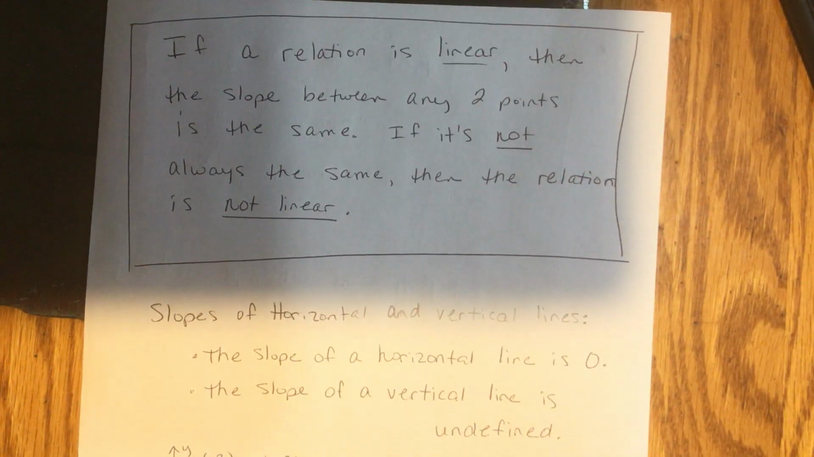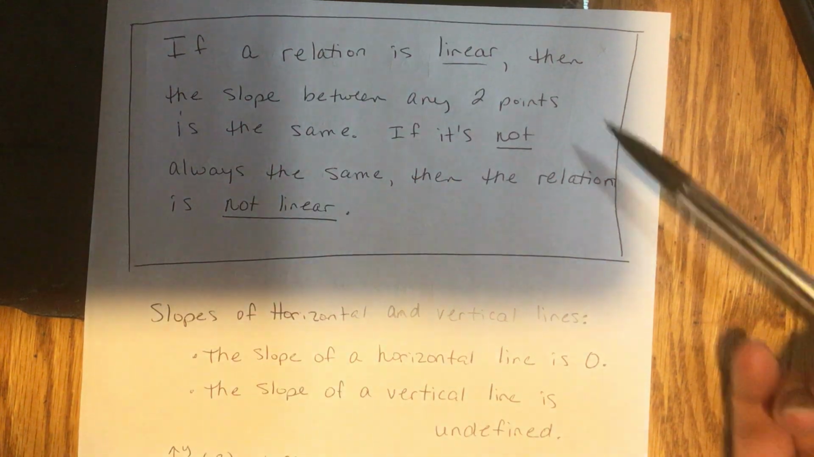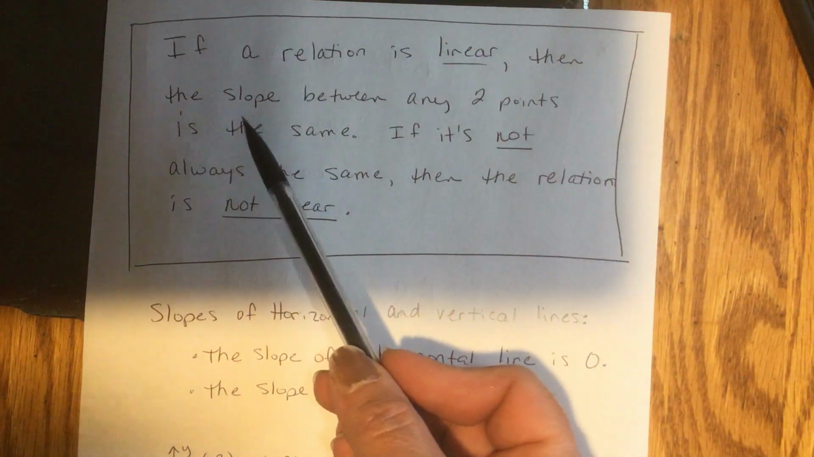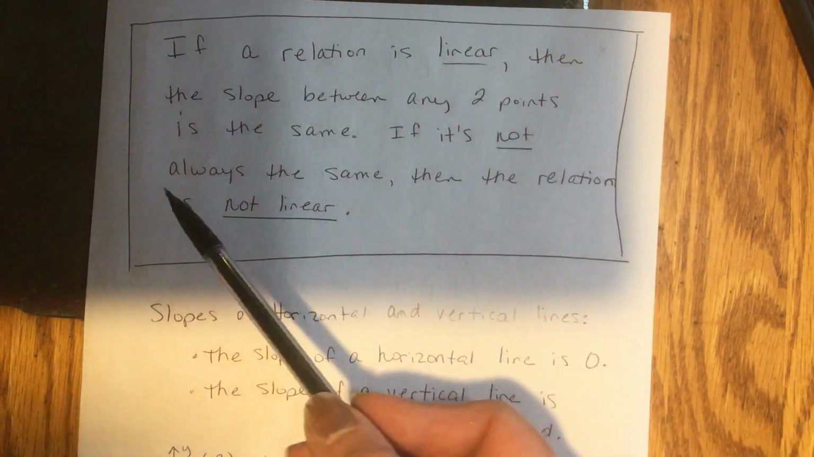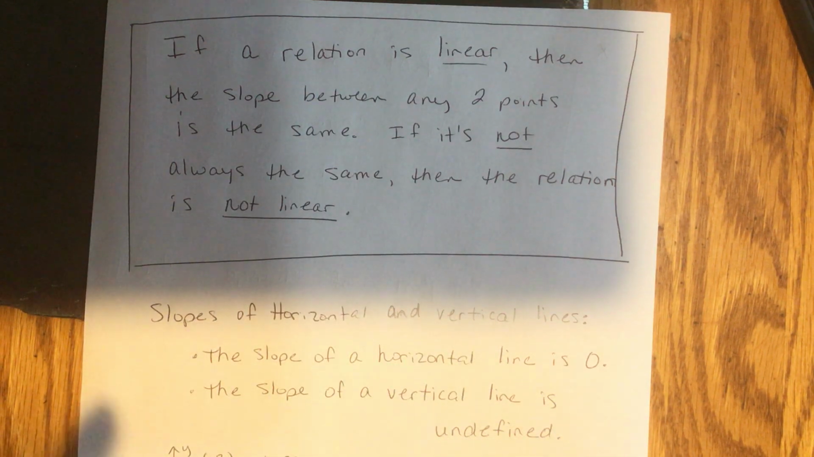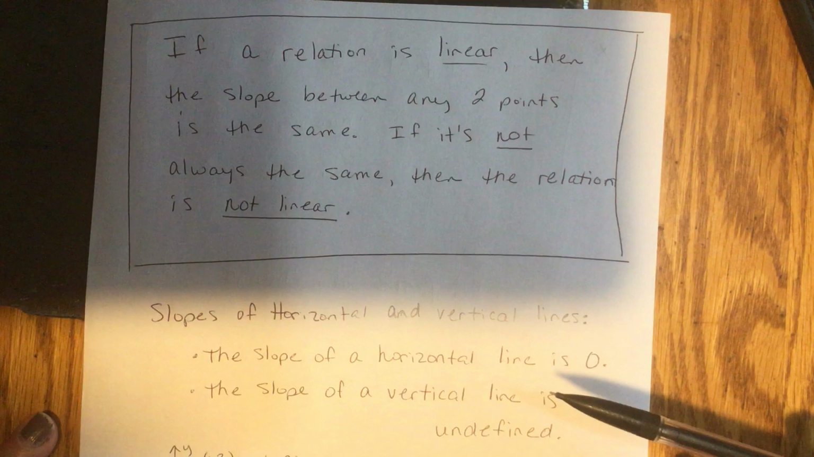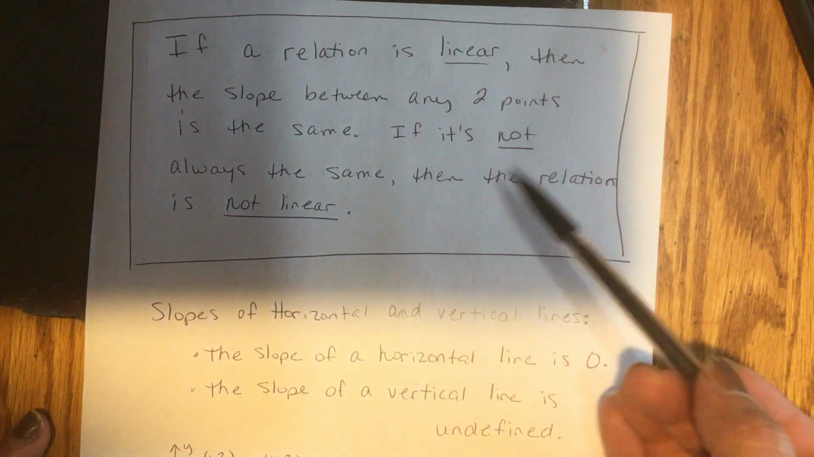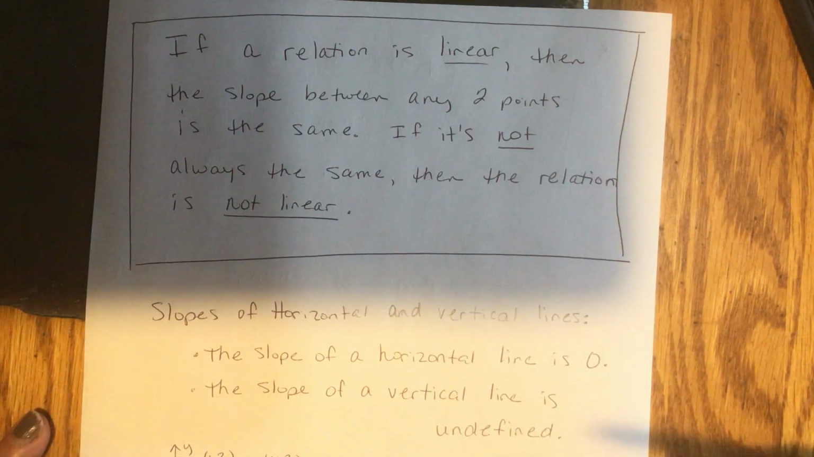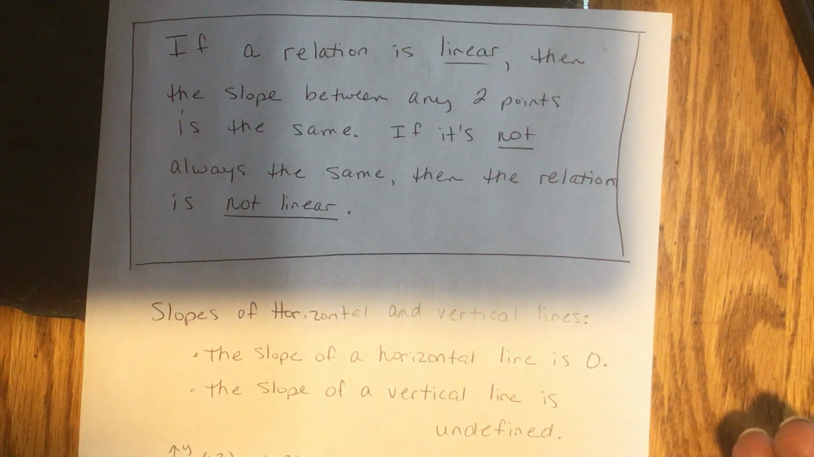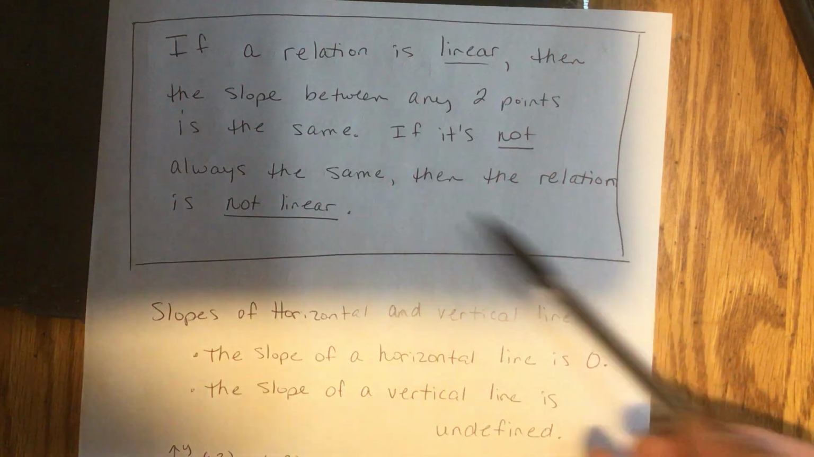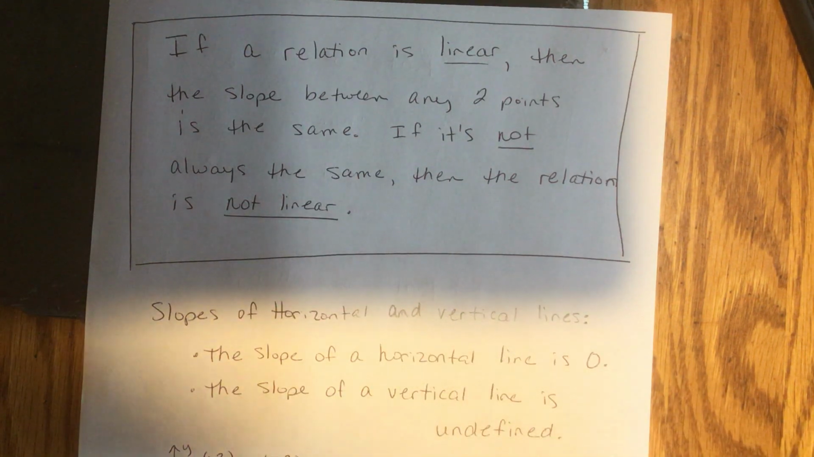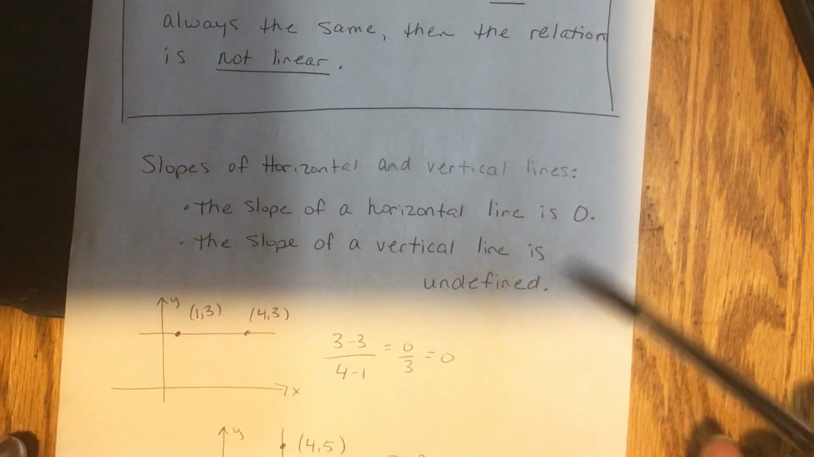You might be asked to tell if a relationship is linear or not. If it is linear, that means if you graph it, it would make a straight line. And that means the slope or the rate of change between any 2 points is the same. If you had 8 different points plotted on a line or in a table, any 2 points you found the rate of change between would give you the same answer. If it's not always the same, so if you can find 2 points that give you a different rate of change than a different 2 points, then the relation is not linear. And sometimes it's called a non-linear function.